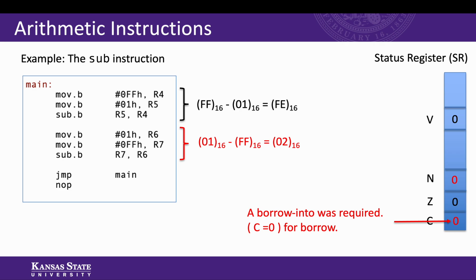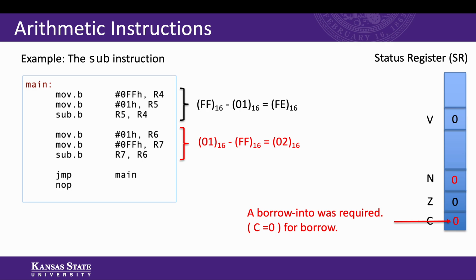Okay, let's look at this example. This one will subtract 1 minus FF, so the opposite, and store the result in R6. In this case, when you do 1 minus FF, the answer is 0, 2. Again, if you want to work that out by hand, please do. I encourage you to do so.